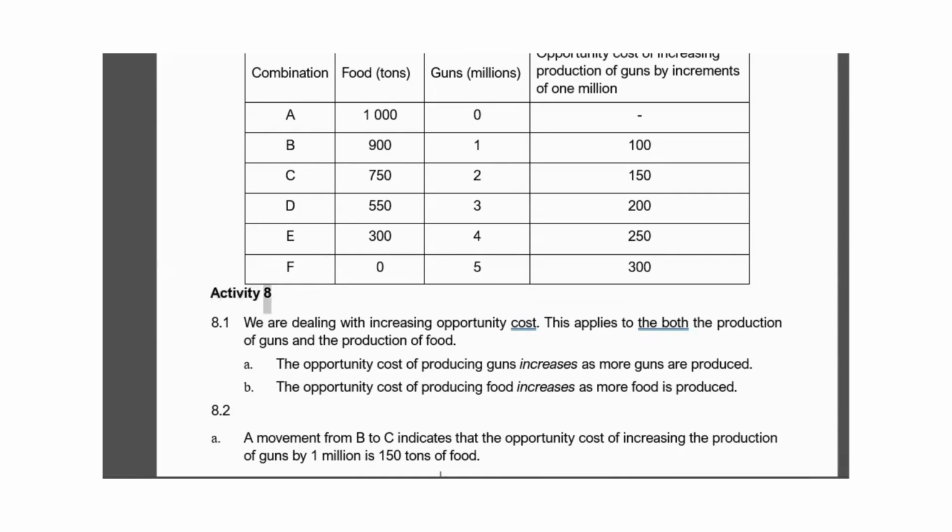Activity 8. 8.1 We are dealing with increasing opportunity cost. This applies to both the production of guns and the production of food. The opportunity cost of producing guns increases as more guns are produced. The opportunity cost of producing food increases as more food is produced.